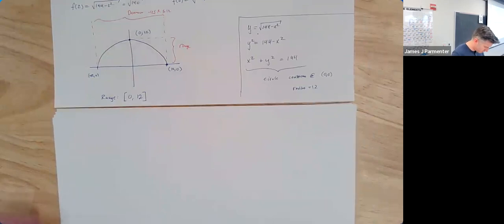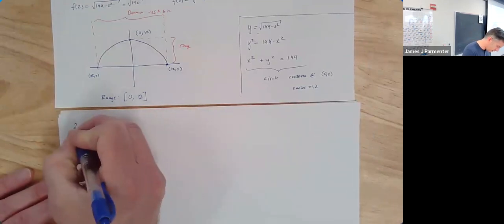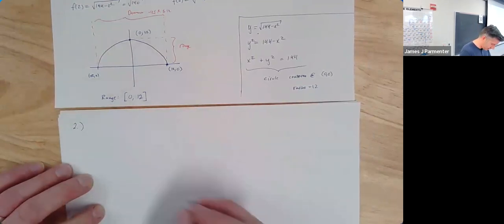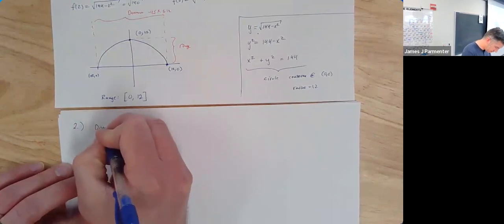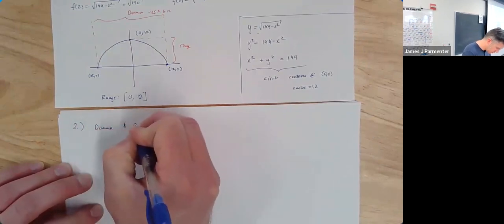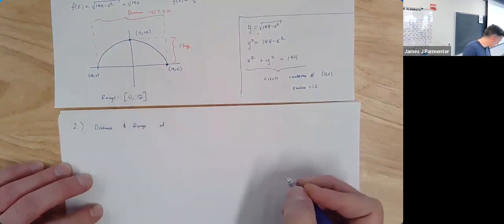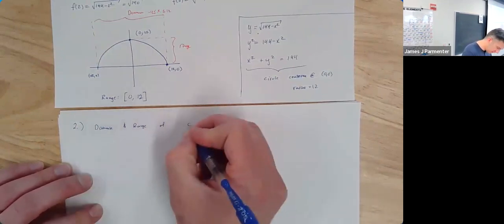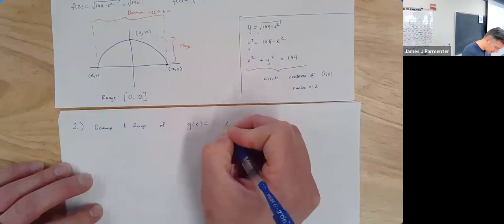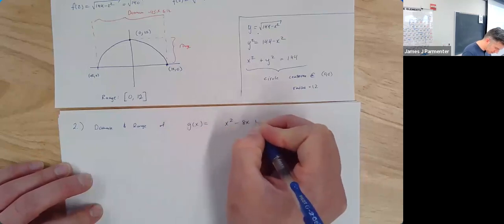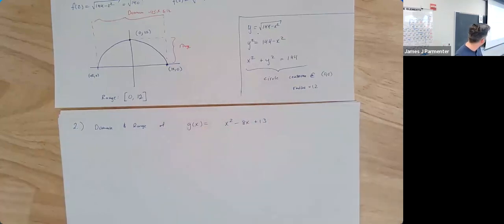Sure. Okay, so let's look at another example. Let's say we want to find the domain and range. What have I got here? Wrote something down. Yeah. g(x) equal to x squared minus 8x plus 13. All right, so this is a quadratic function. There's a lot of names.